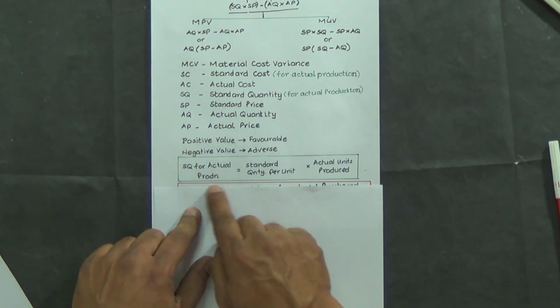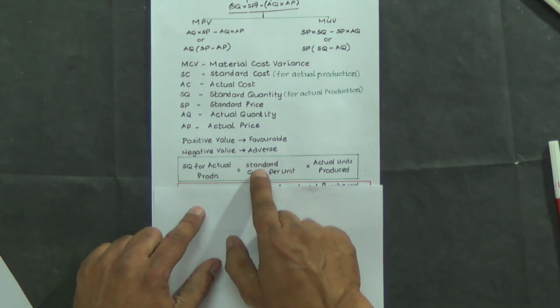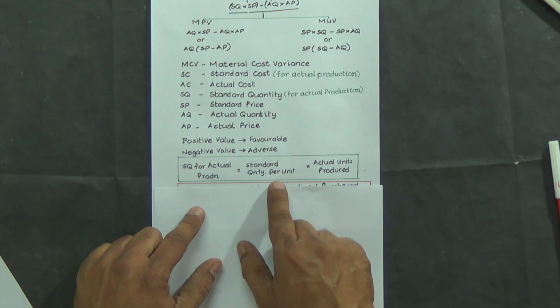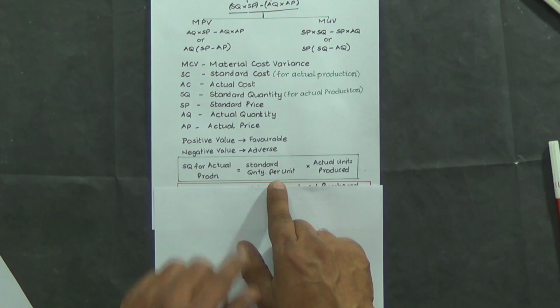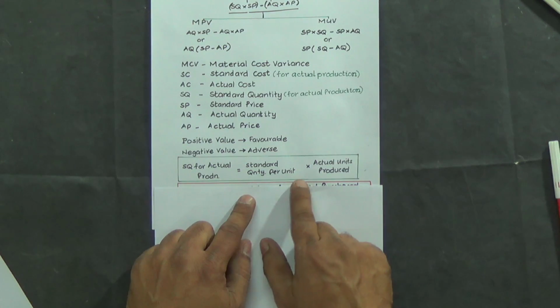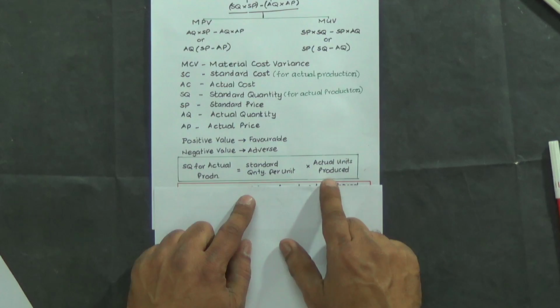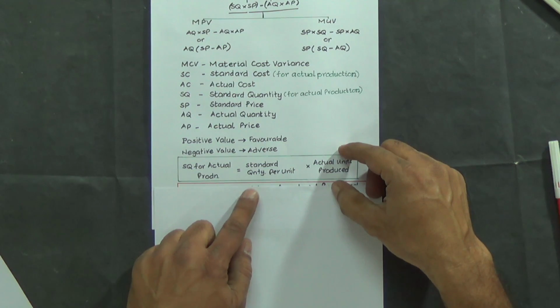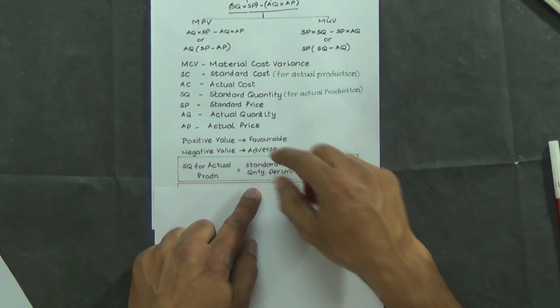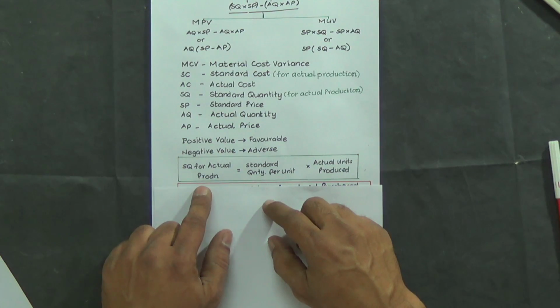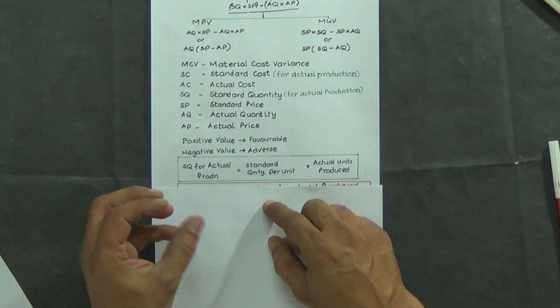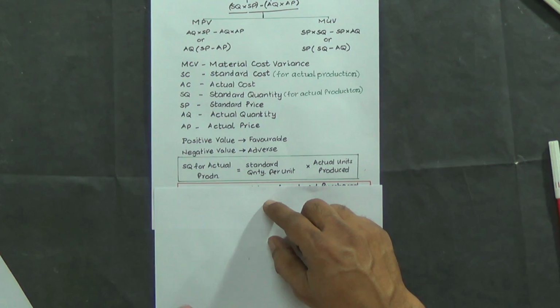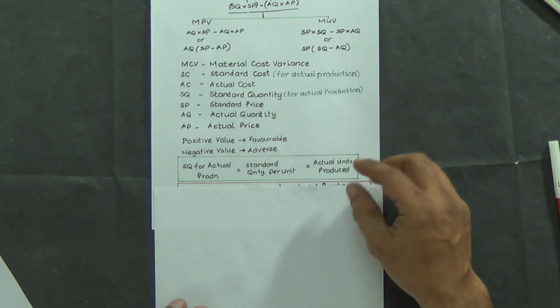So what is this standard quantity for actual production? Standard quantity for actual production means standard quantity per unit into actual units produced. So to produce these number of units, each unit taken of standard material is going to give a standard quantity for actual production. The quantity utilized should have been utilized in the standard form to get the actual output.